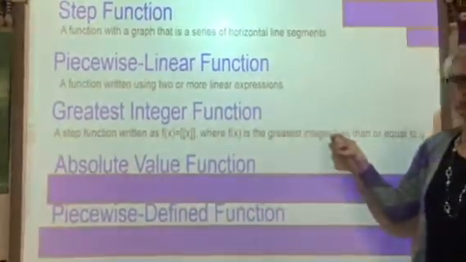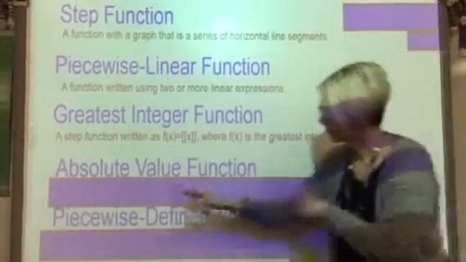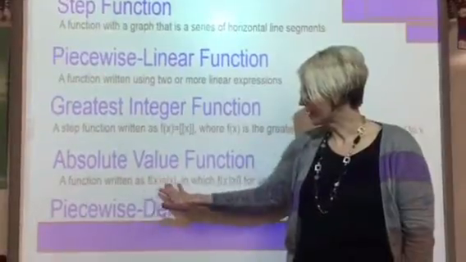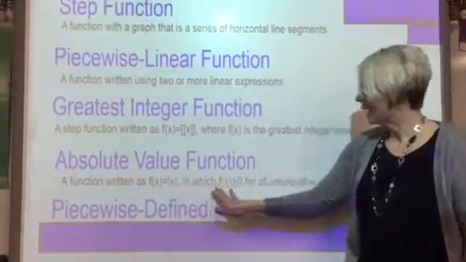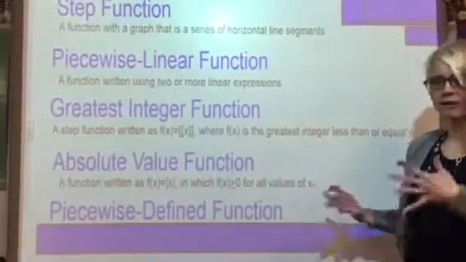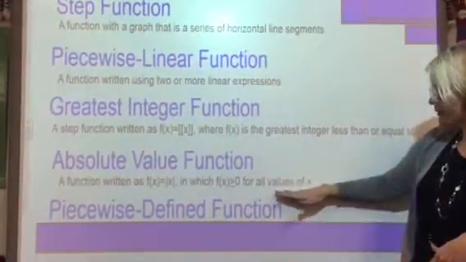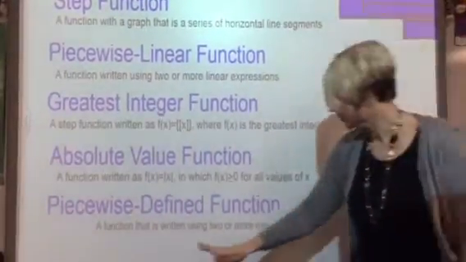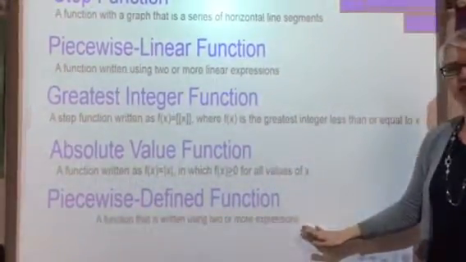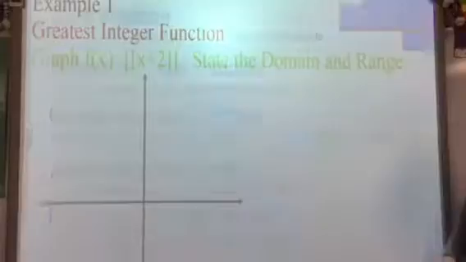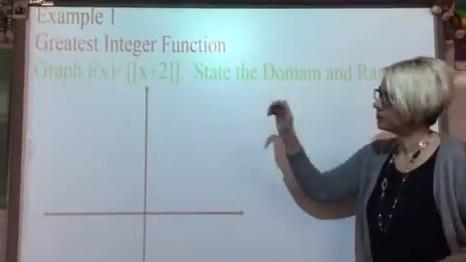And this is the first example that we'll do, so I'll show you what that means. An absolute value function is a function written in this form, f of x is equal to the absolute value of x, in which f of x has to be greater than or equal to 0. Remember, absolute value can never be negative, and so this would be for our values of x. And a piecewise defined function is a function that is written using two or more expressions. And I'll show you an example of what all of these look like. So let's start with the greatest integer function.